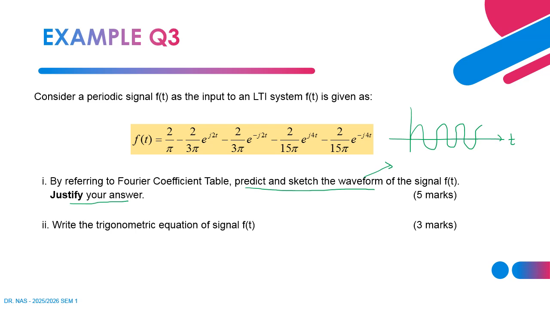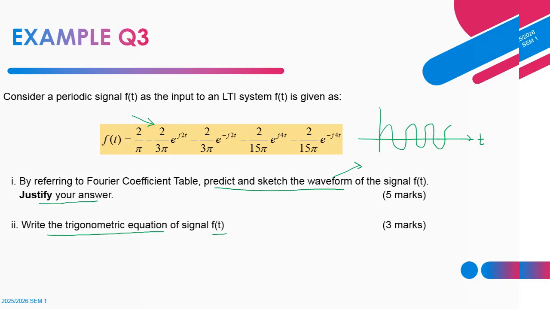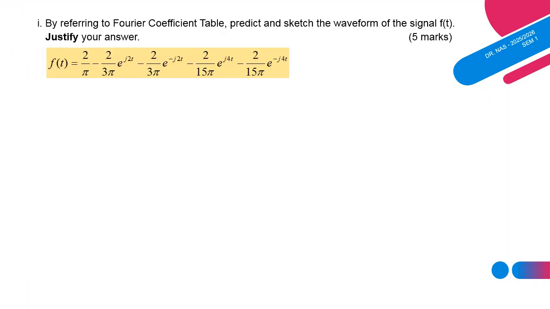Secondly, you need to write the trigonometric equation of signal f(t). The equation given is in exponential form, so you need to convert the equation into trigonometric form. Okay, let's look at how to solve the first question by referring to the Fourier coefficients table. You need to predict and sketch the waveform. So let's look at the table.